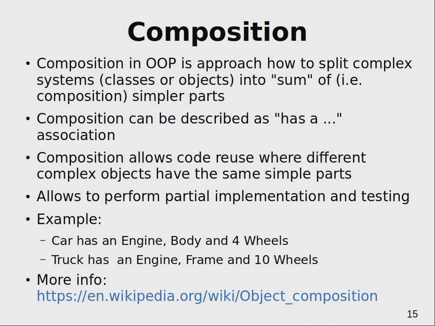For example, a body can consist of limbs and a torso and head or whatever, or a car has an engine, body and 4 wheels, or a truck has an engine, frame and 10 wheels. These are completely different ones. There is a big difference between engine and body and wheels, but these many different things put together make some more complicated thing. And in general English, composition is called "has a", and some parts here.